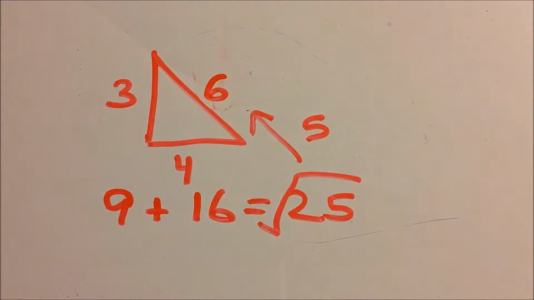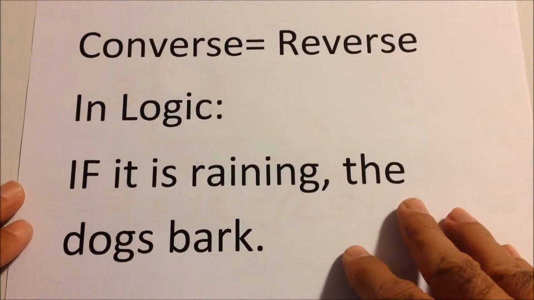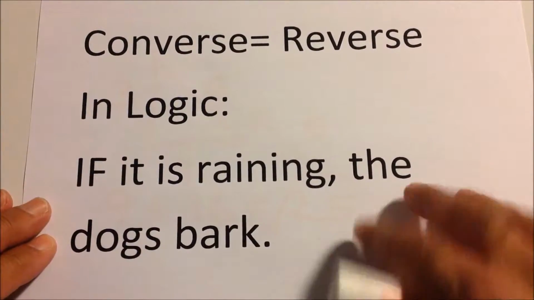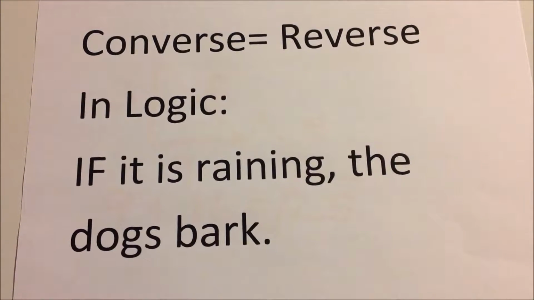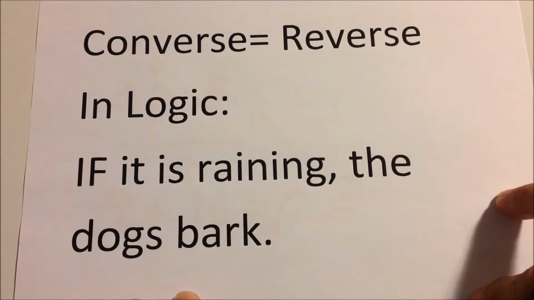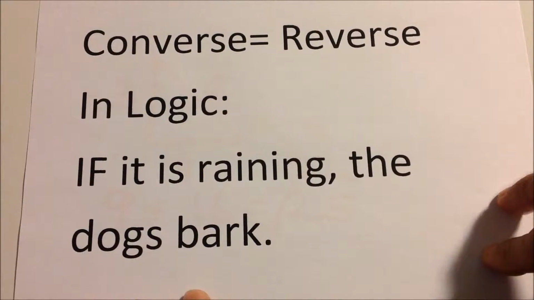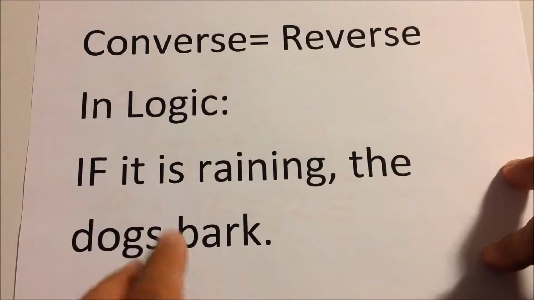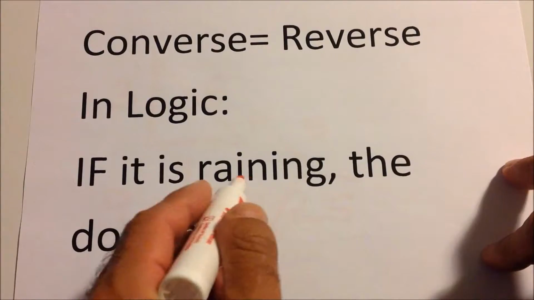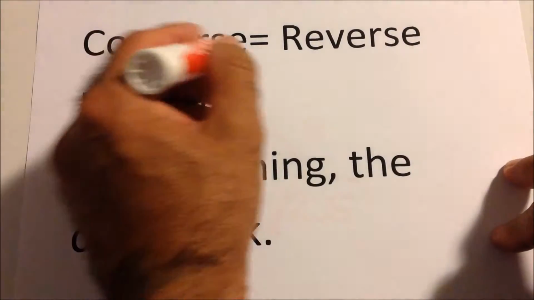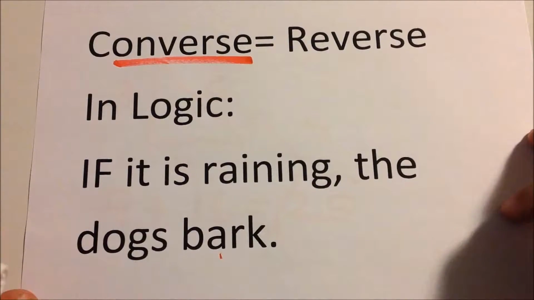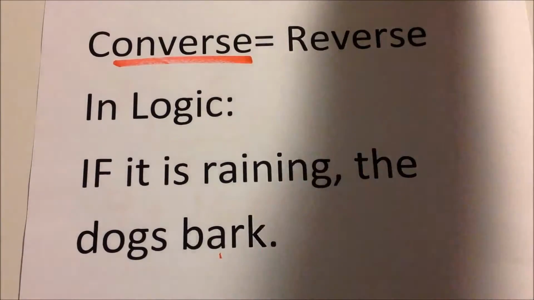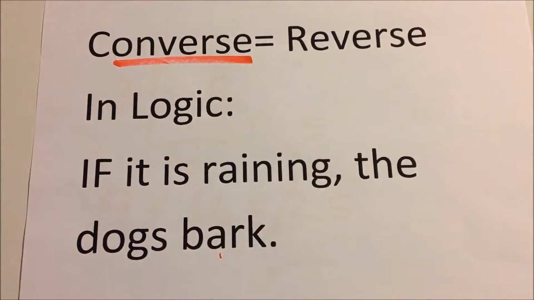And later in the year, we'll also talk about converse. It's a logical term, and that's much later in the year. Again, converse means the reverse. In logic, if I say if it is raining, the dogs bark, the converse of that would be, if the dogs bark, it is raining. You just switch it around. That's what converse means. But we'll deal with that in other videos much later in the year when we talk about logic. Okay, so now there's more to this converse.